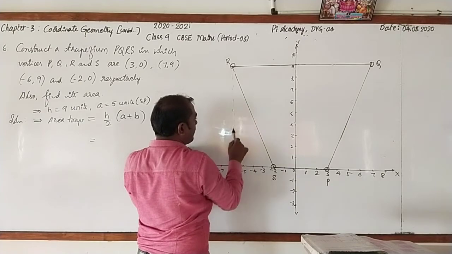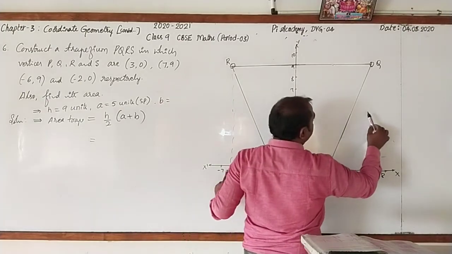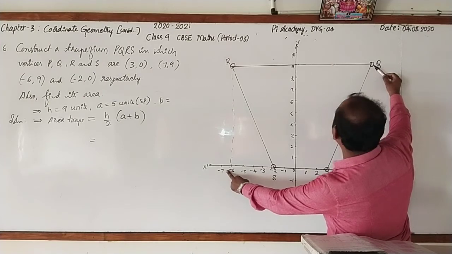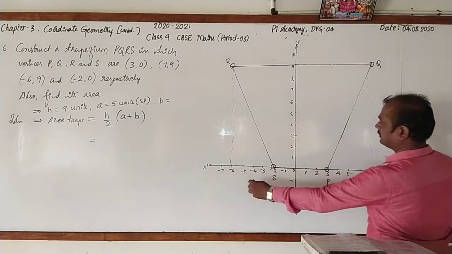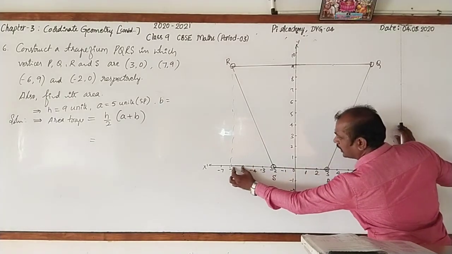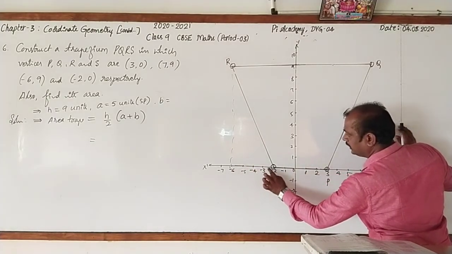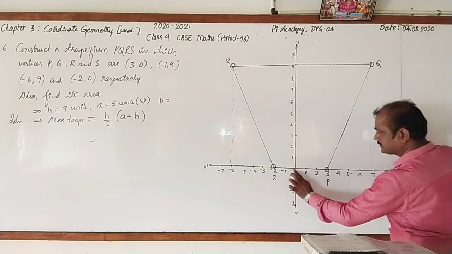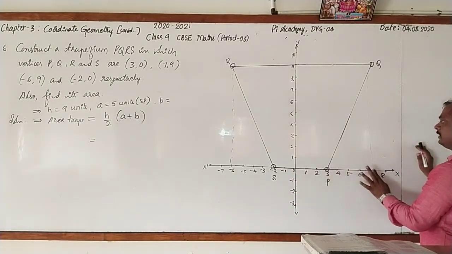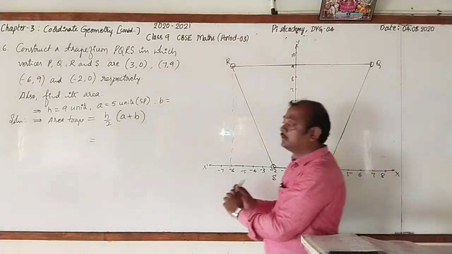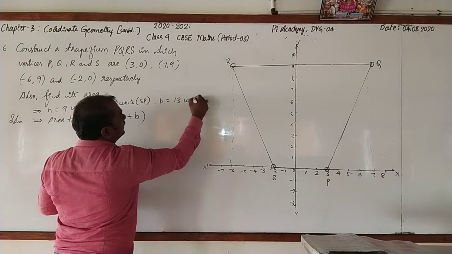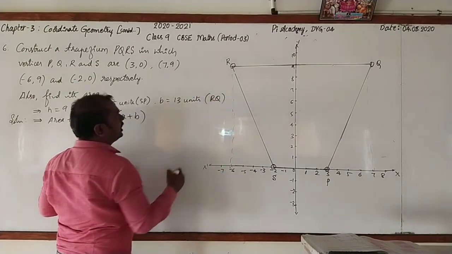See that? It is -6 and Q is 7, 7. Now from here to here, count. How many are there? 1, 2, 3, 4, 5, 6, 7, 8, 9, 10, 11, 12, 13. Clear? It is 13 units. It is nothing but the distance of RQ.